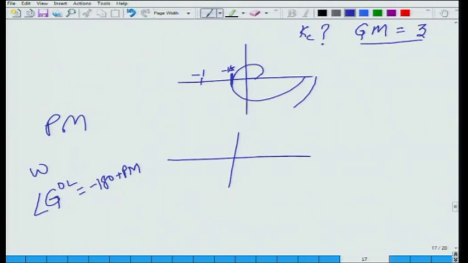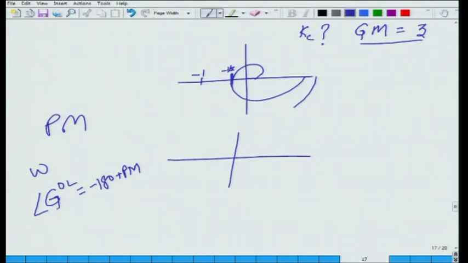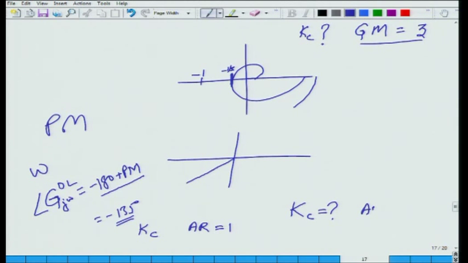Let us say I want a phase margin of 35 degrees or 45 degrees. What I am looking for is the frequency at which the angle of G open loop, j omega of course, is -135 degrees, since a phase margin of 45 degrees means -135 degrees. Now I adjust my Kc such that at this angle the amplitude ratio is equal to 1. What should Kc be such that the amplitude ratio at the frequency where the angle is -180 plus the phase margin that I desire is exactly equal to 1?